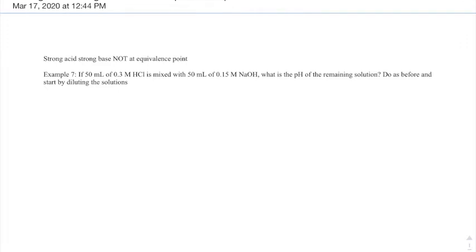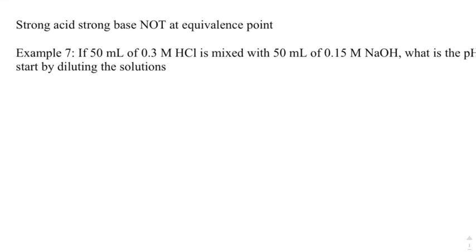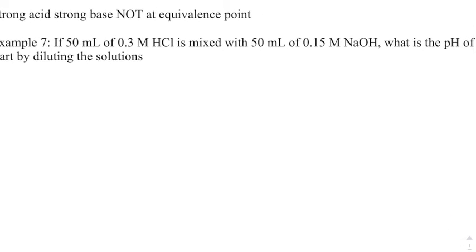We are on example 7 now from those lecture notes. What we've got here is a strong acid, 50 milliliters of 0.3 molar hydrochloric acid, that we are going to mix with 50 milliliters of 0.5 molarity sodium hydroxide. So obviously, the first thing that we have to do is dilute them.